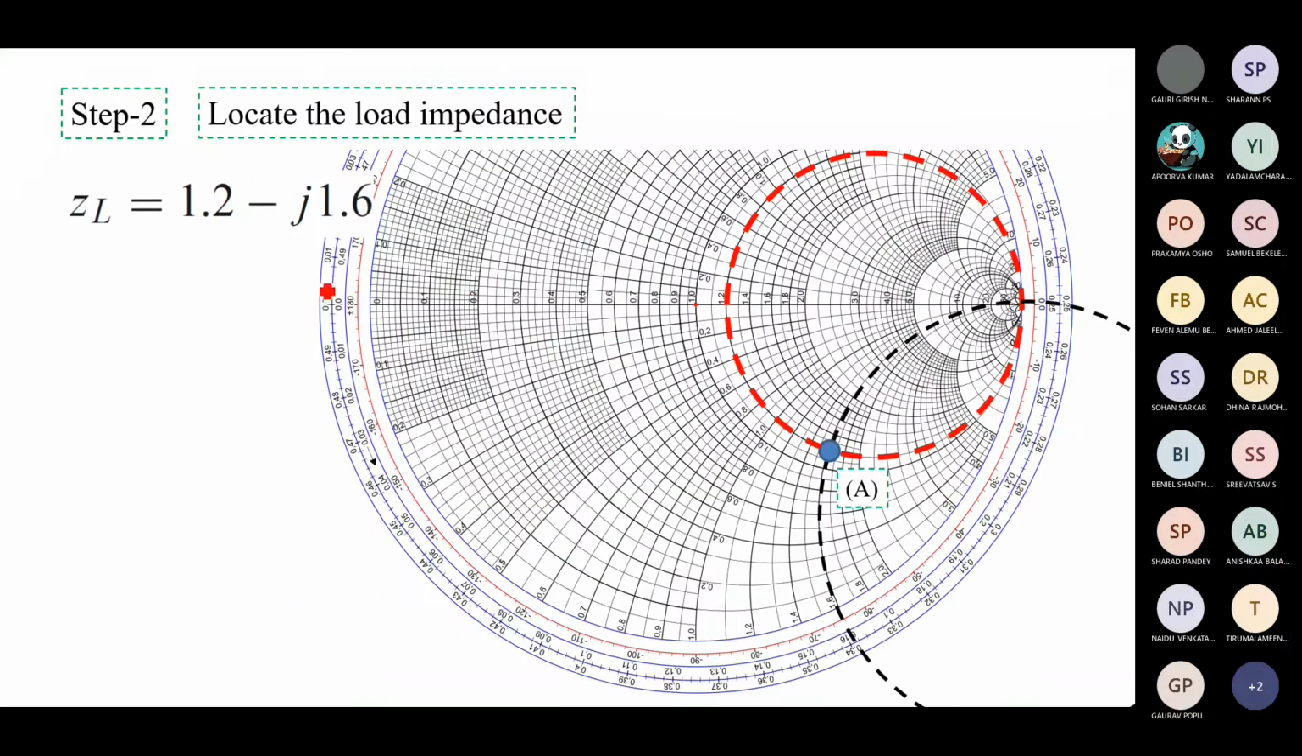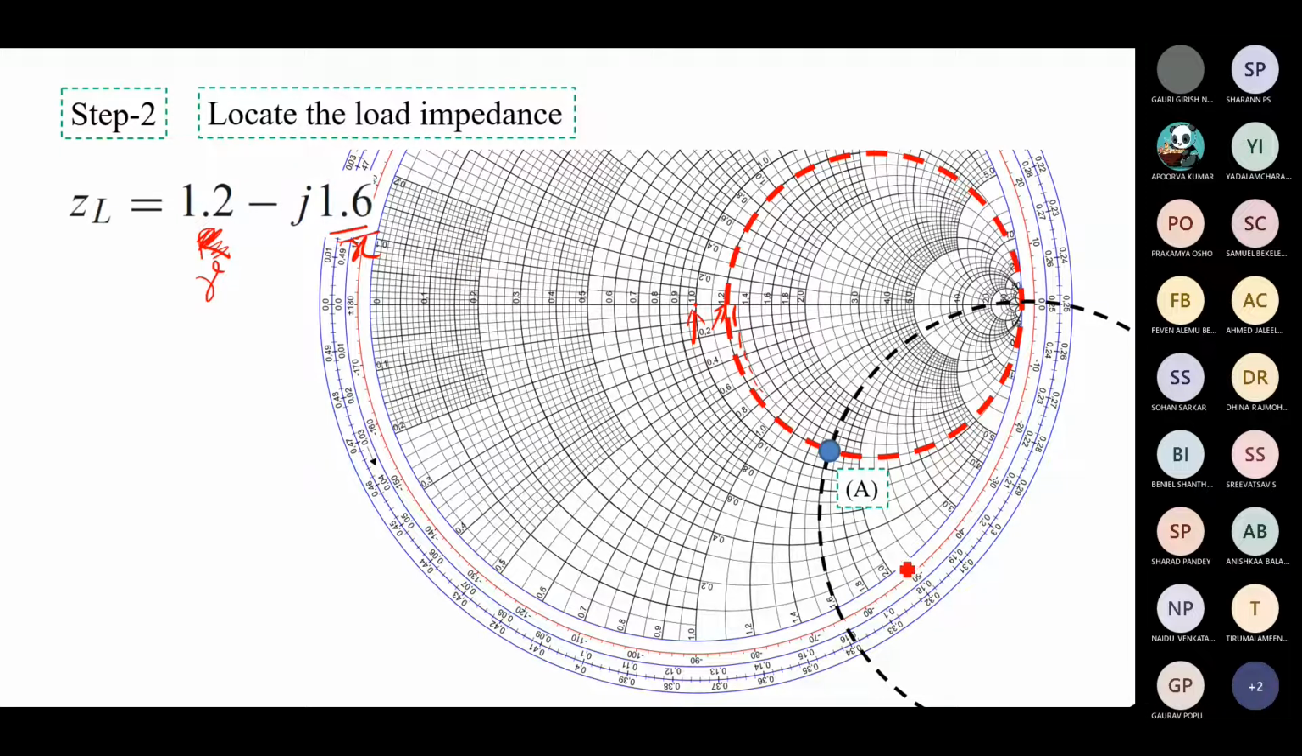For this you have to find r equal to, I am supposed to use small r, so r equal to 1.2 and x equal to 1.6. Here you can see this value is 1, and 1.2 is here. So 1.2 is the r value, and the corresponding circle will be there. You have to follow this circle. For 1.6 also, a separate circle will be there.